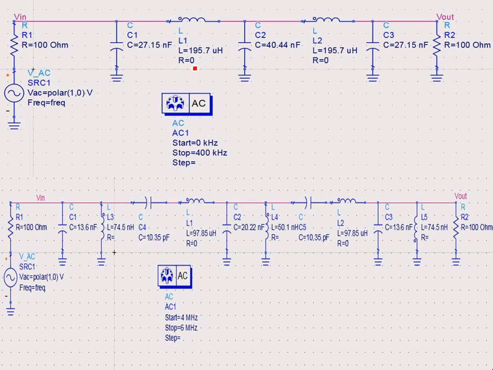This was my low pass filter. Now what I've done is to replace this capacitor by a parallel LC combination. First of all, this 27.15 has been reduced by half, because L and C are now going to contribute equally, and the rate at which they fall off at center frequency is twice the capacitive reactance. So they have to divide by 2. Once you divide this by 2, this capacitance is 13.6 nanofarads.